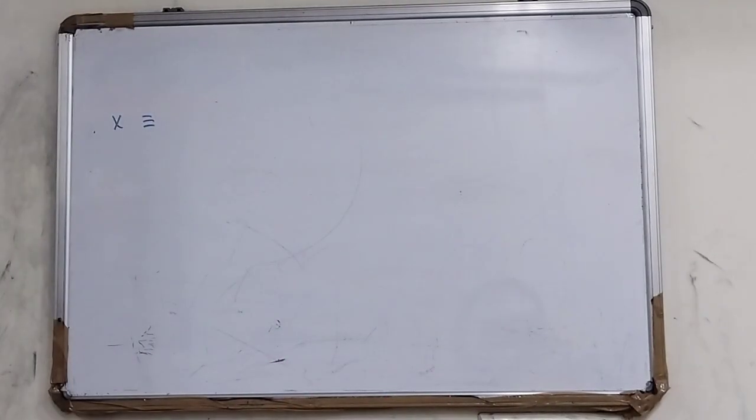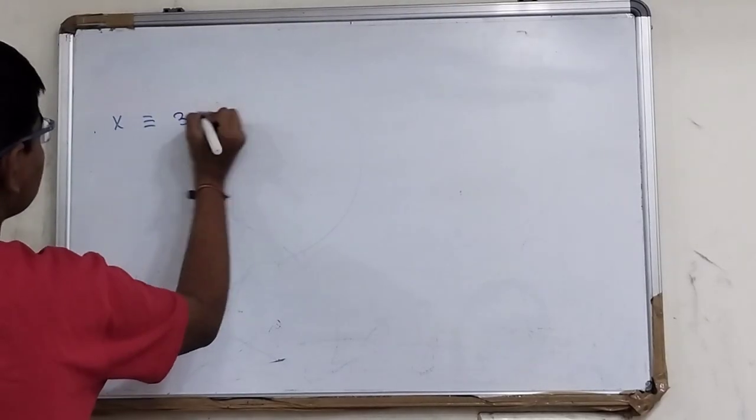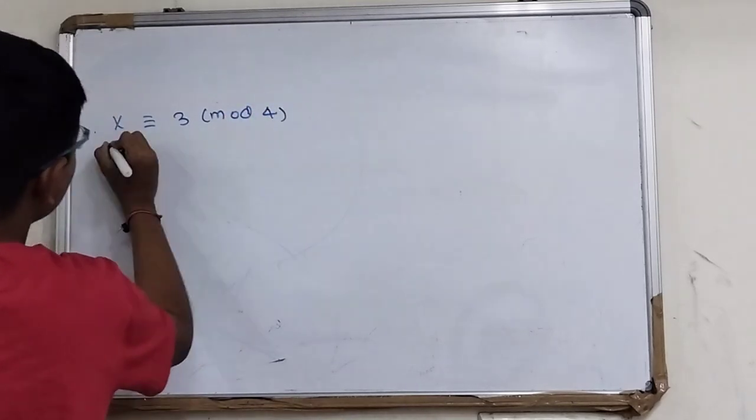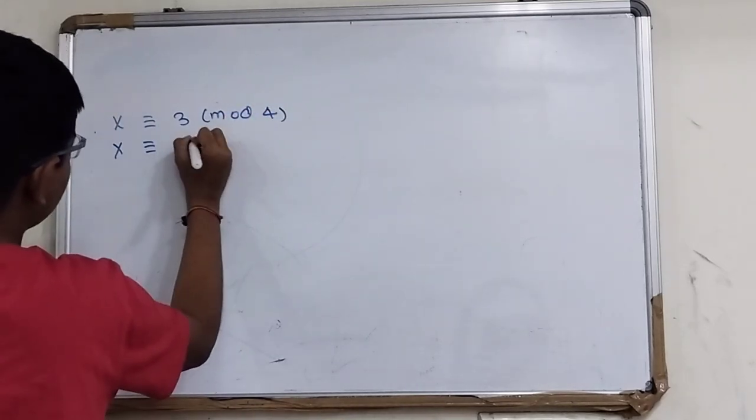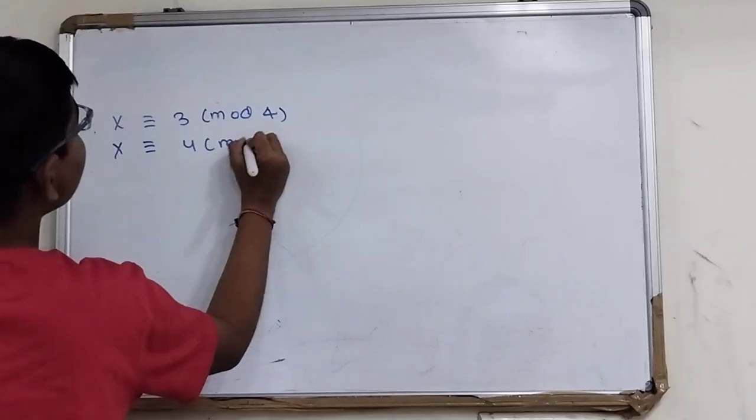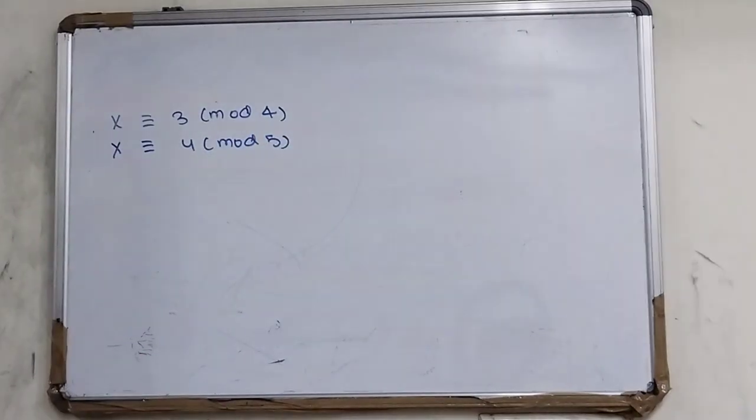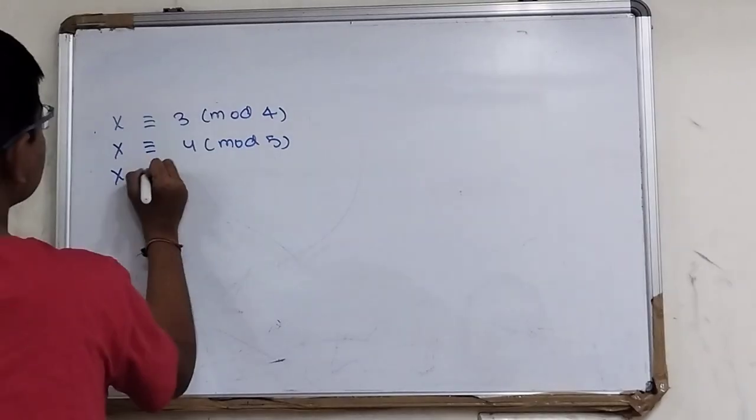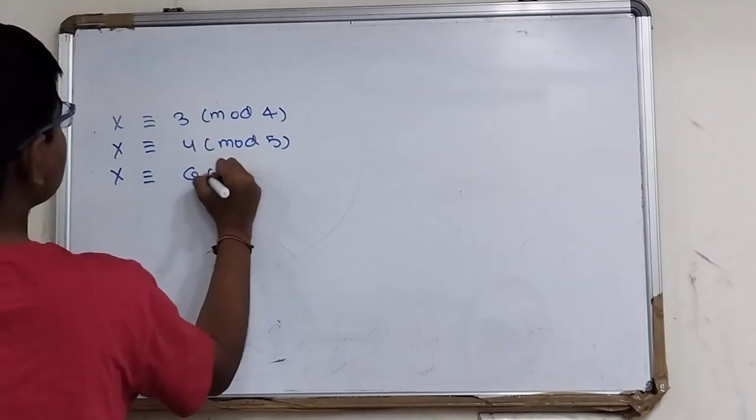Let me see what I've given in my paper. I just mentioned the same form of example so that there will be uniformity. x is 3 mod 4, x is 4 mod 5, and x is 6 mod 7.